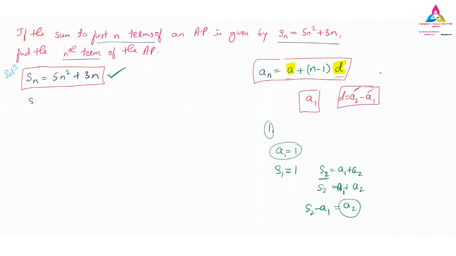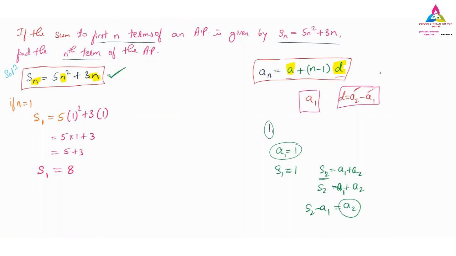So let us find s1. It means we have to put n as 1. So here you can write: if n is equal to 1, what is s1 equal to? 5 into n squared plus 3 into n, substituting 1 everywhere. 5 into 1 squared plus 3 into 1. 1 squared is 1 and 3 into 1 is 3. So 5 into 1 is 5, plus 3. So what is the s1 value? 8. And this s1 value is also the sum of the first term.